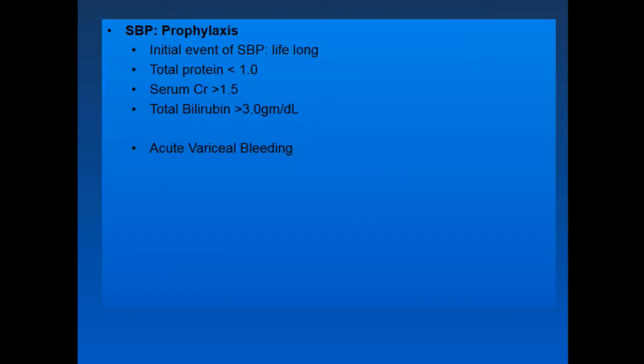Obviously very important, keep this in mind. You can give SBP prophylaxis if you have these parameters. A one-time event, that's good enough; they need to be on the antibiotics for the rest of their life. If the total protein is less than 1.0 from the ascitic fluid, serum creatinine more than 1.5, total bilirubin more than 3.0, or acute variceal bleeding. This is all prevention. Okay.